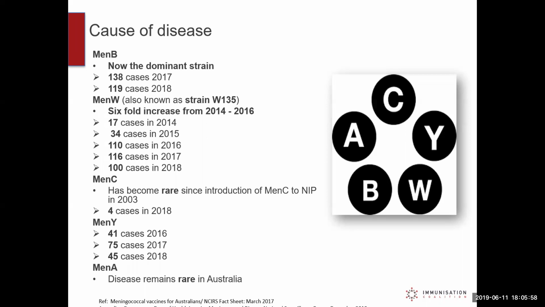Obviously, we've been vaccinating against Meningococcal C for a number of years. It was introduced onto our nationally funded program back in 2003, so this has become a really rare disease now. Only 4 cases were notified in all of 2018. So for all of you providers out there, you've done a fantastic job in really making a difference in the circulation of Meningococcal C disease. There have been some cases of Meningococcal Y, certainly not as many as we've seen for Men-W, but it has been a strain that has been emerging.